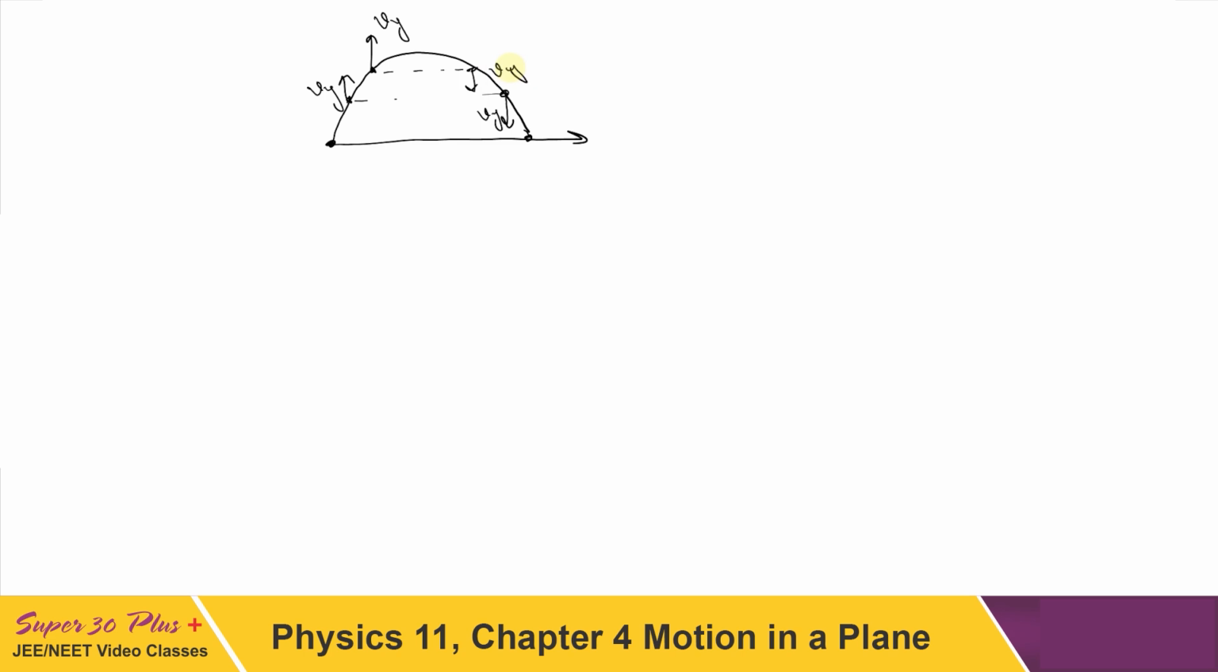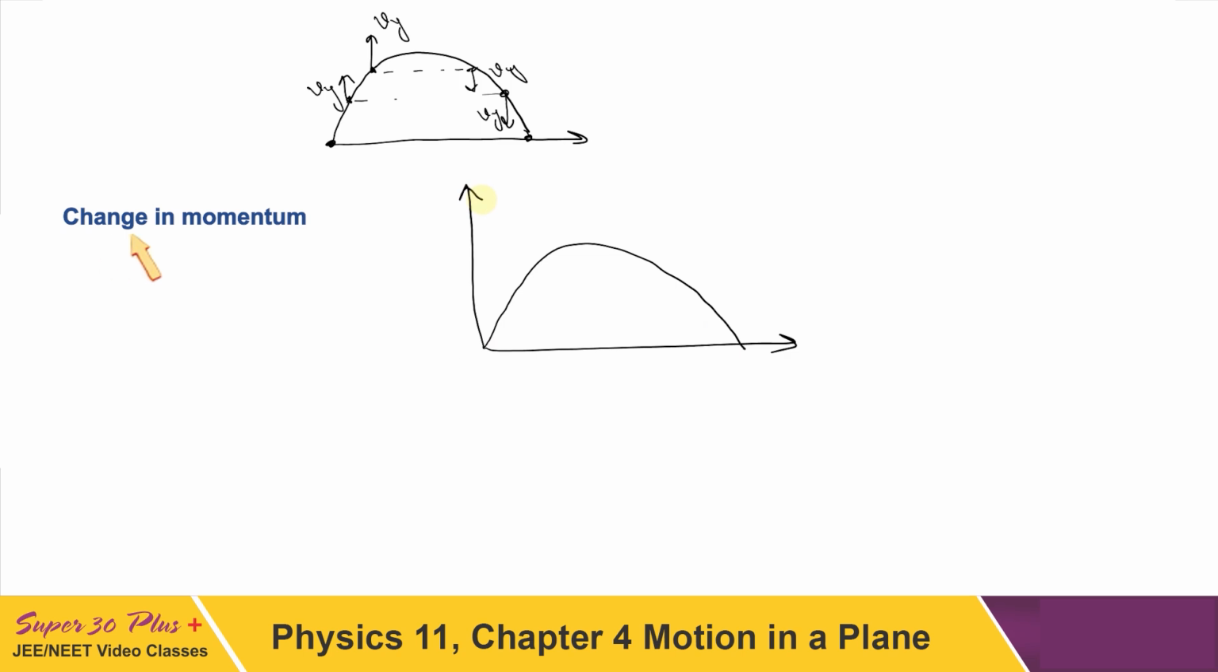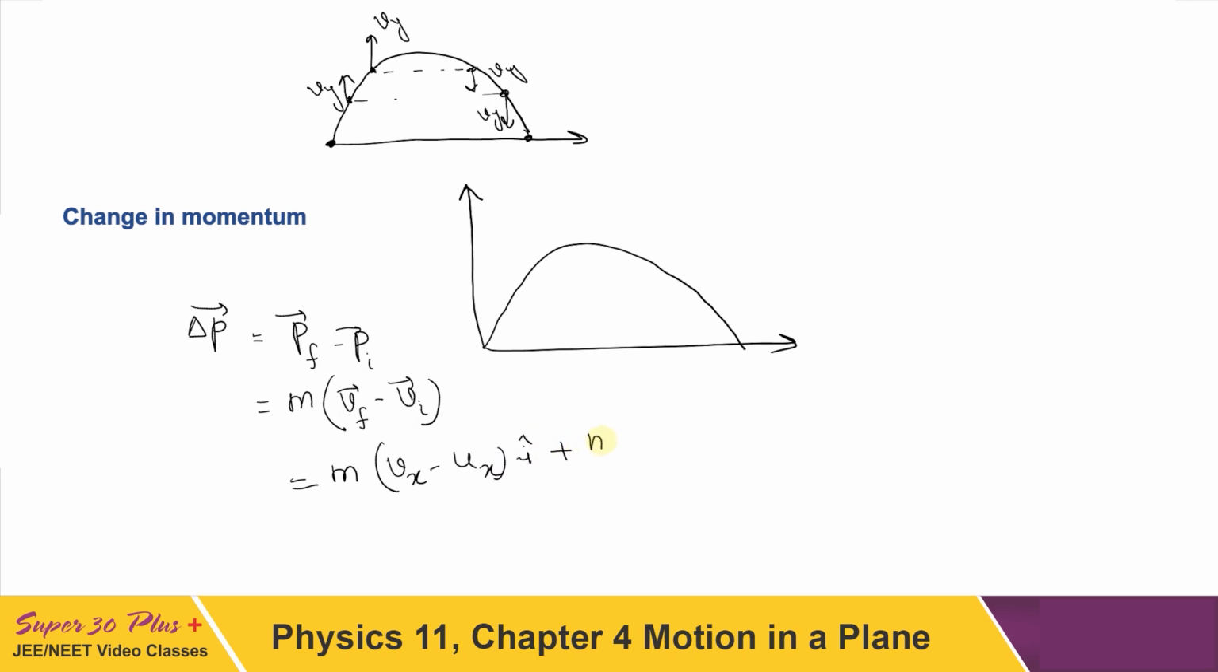And we can analyze a lot more things with the help of this. Let us say someone is asking what will be change in momentum for this projectile motion. Now what is momentum? If it is asking for change in momentum, it has to be final momentum minus initial momentum. Now that can be written as, if m you take as common, then that will be v final minus v initial. If we write separately in x and y direction, then that has to be Vx minus Ux i plus Vy minus Uy j. So this is how change can be written.